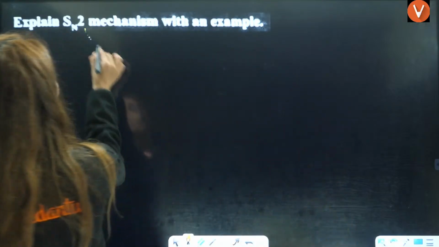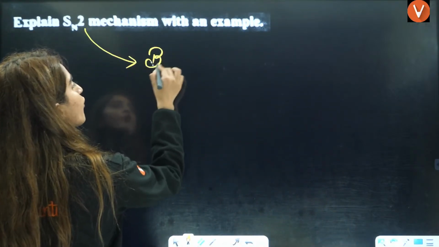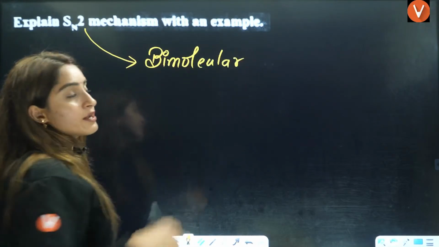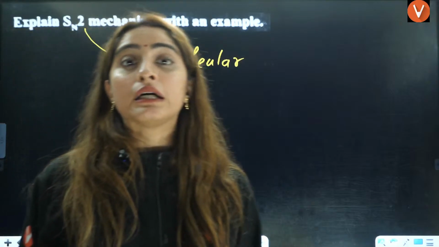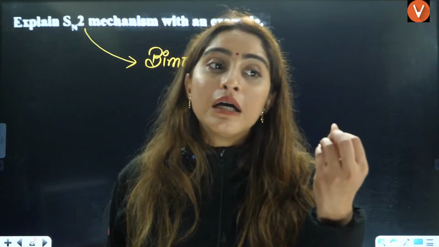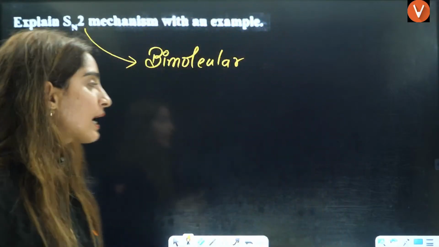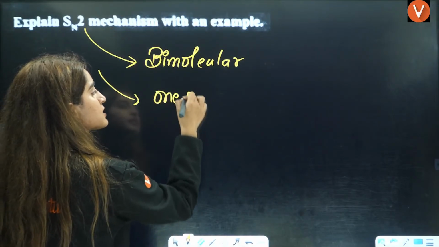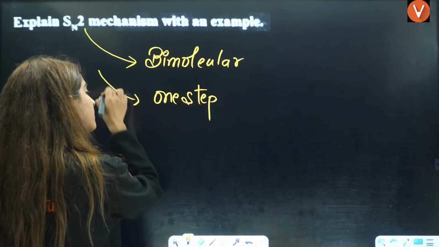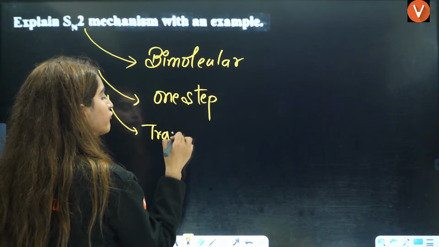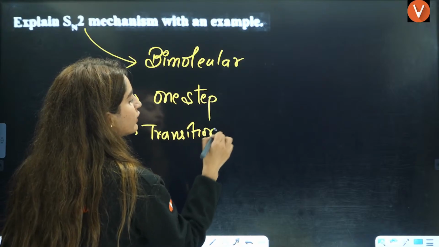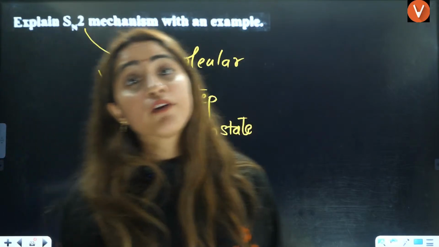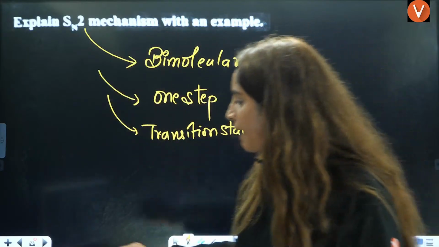Now SN2 mechanism means it is bimolecular. The 2 means it is bimolecular, that means the rate of the reaction depends on the nucleophile as well as the reactant, the substrate. Second, because it is 2, we can say it is one step. One step means a transition state will be formed here. Now we will see the full-fledged mechanism, how this happens.